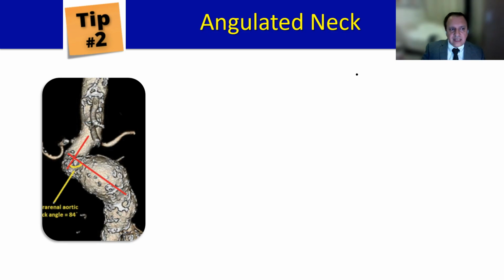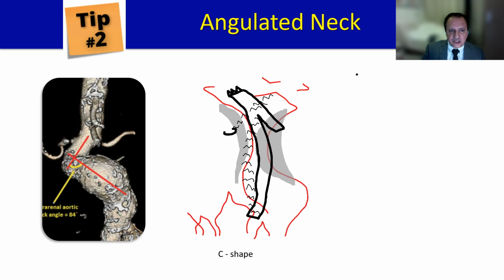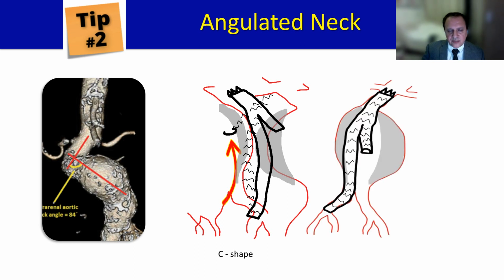If you have an angulated neck like that and you deploy it in the C shape, again, the contralateral limb can go against the thrombus or against the wall. It will be very difficult to cannulate. But in the same scenario, if you deploy it from the left side in the S shape, then it becomes very easy to cannulate the contralateral limb.